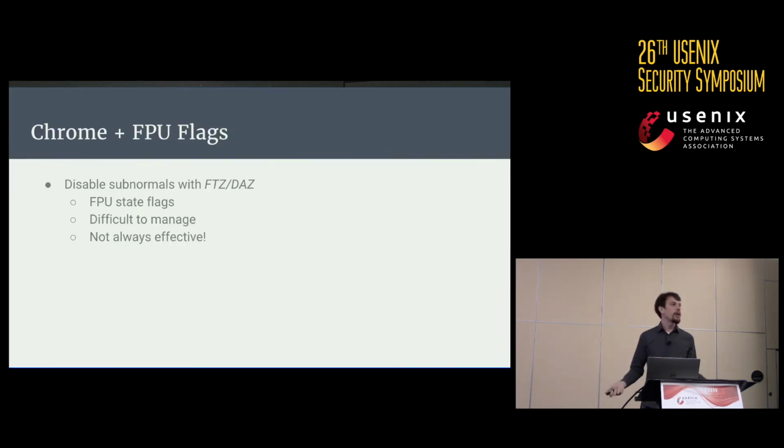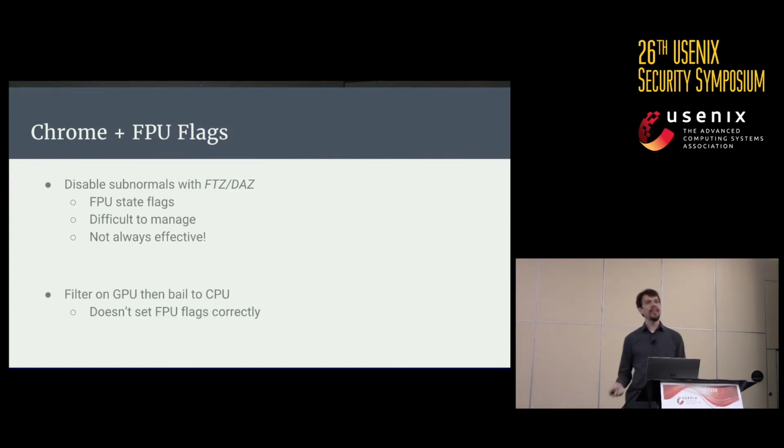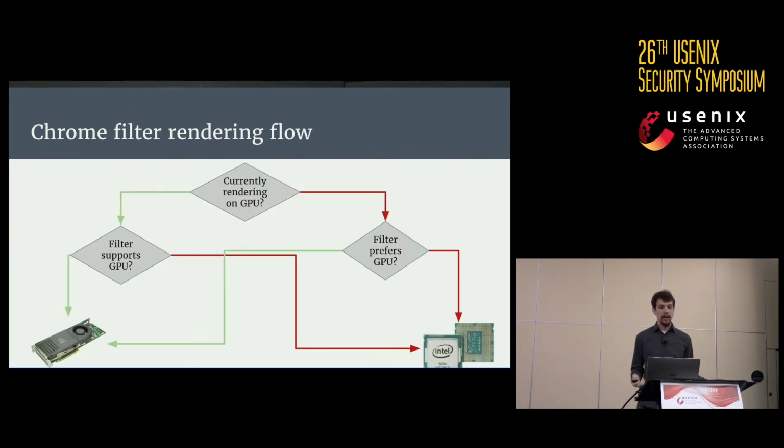So how do we beat their implementation? I told you FPU state flags were a nightmare to manage. They're a nightmare to manage. There's a weird case where when Chrome is attempting to render its filters on the GPU and has to cancel that, they don't properly set FPU state flags. The way this works, in general, is approximately this flowchart.